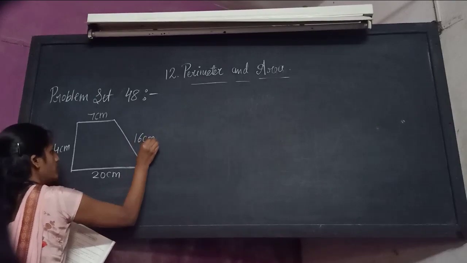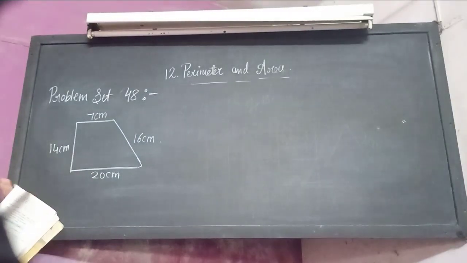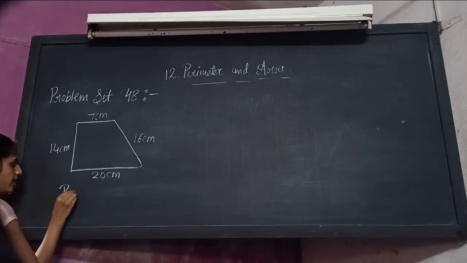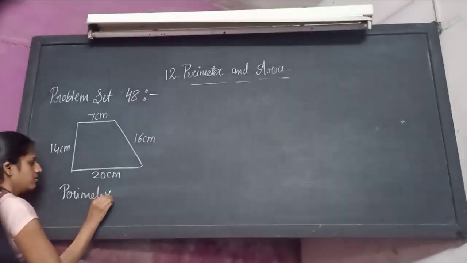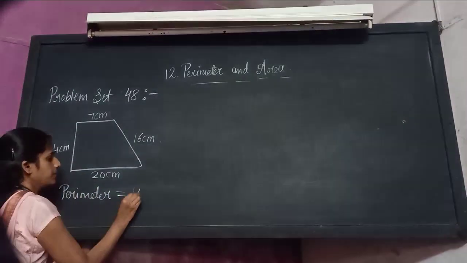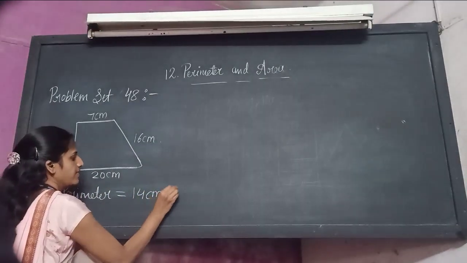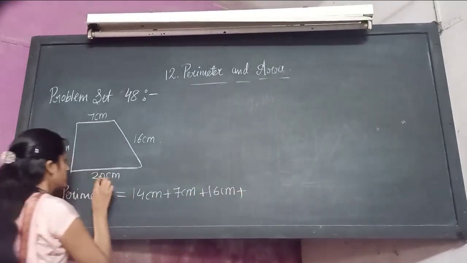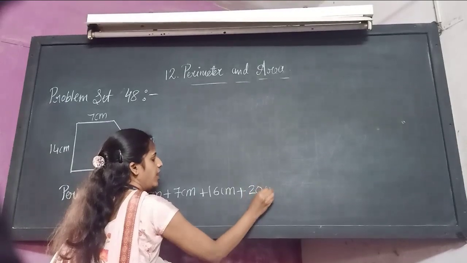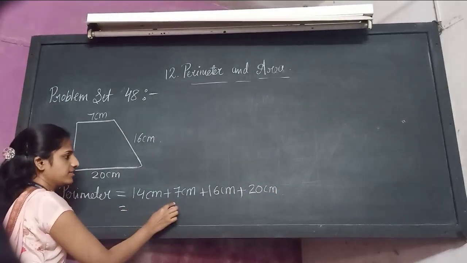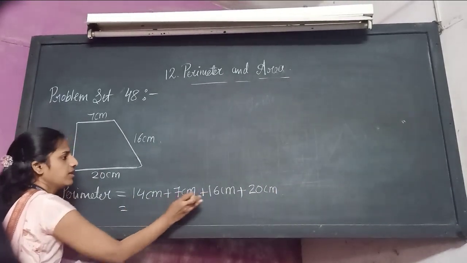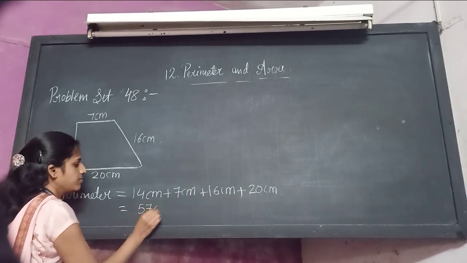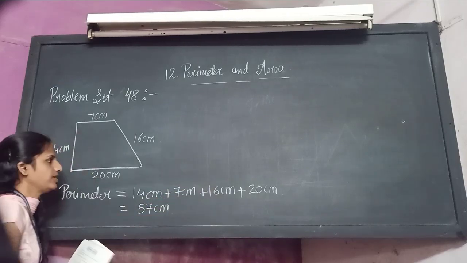I already explained to you what is perimeter, the sum of the length of all sides. We have to add all these sides. So perimeter of this figure is equal to 14 centimeter plus 7 centimeter plus 16 centimeter plus 20 centimeter. After writing all the lengths, we have to add this. 14 plus 16 will be 30, 30 plus 20 will be 50 and 50 plus 7 will be 57 centimeter. You can do rough work for the calculation.